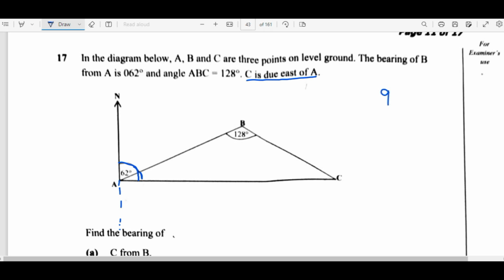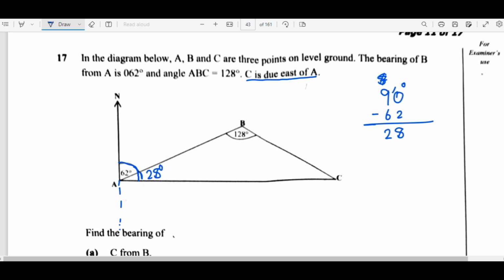So let's do our math. We have 90 minus 62. So 0 minus 2 is impossible, so we take 1 from 9, giving us 10. 10 minus 2 is 8. Then 8 minus 6 will give us 28. So here we have 28 degrees.